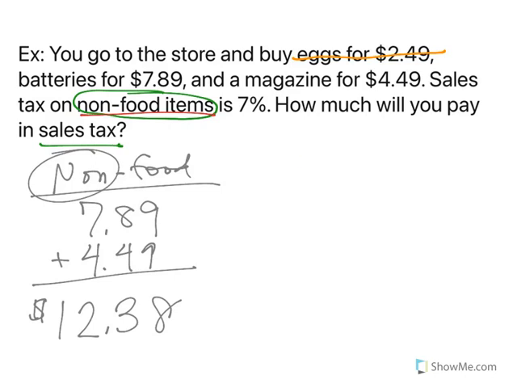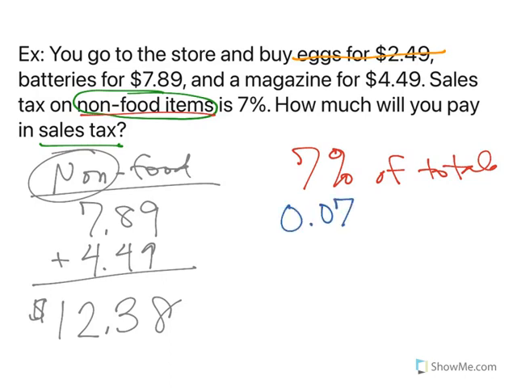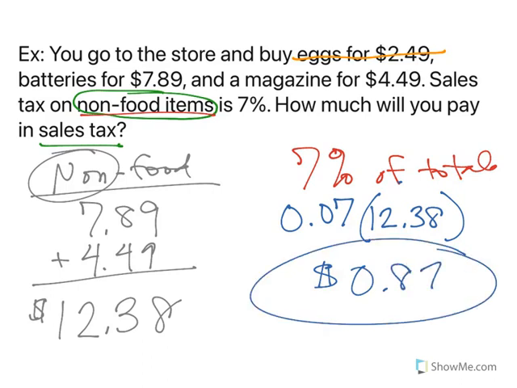So now we know 7% of the total is the sales tax. So 7%, change that to a decimal, 0.07. Of means multiply. And my total is $12.38. So when I multiply those together, I will pay roughly 87 cents in sales tax. Now, when you multiply, you're going to get something that looks like this. But because we're talking money, we round. That 6 tells me to round up, and that's how I got 87 cents.